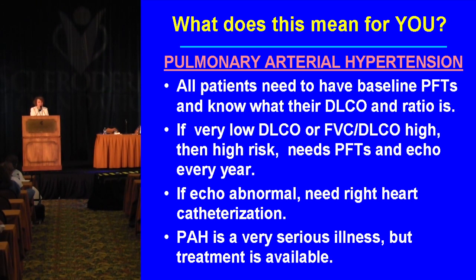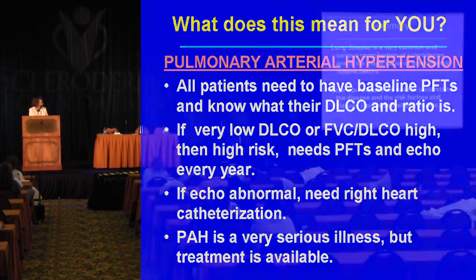So all patients, this is as far as pulmonary hypertension, all patients should have baseline pulmonary function tests. And I think you should all know what your DLCO and the ratio is. I think that would be very helpful. If you have a low DLCO, or if that ratio is high, then you are at high risk, and certainly that's the time when echoes should be done every year, and if you have any change in your symptoms, then the echo should be done sooner, and if the echo is abnormal, then that's when the right heart cath should be performed. Pulmonary arterial hypertension is a very serious illness, but we do have lots of treatment, and we really think that early intervention is going to make a major difference.